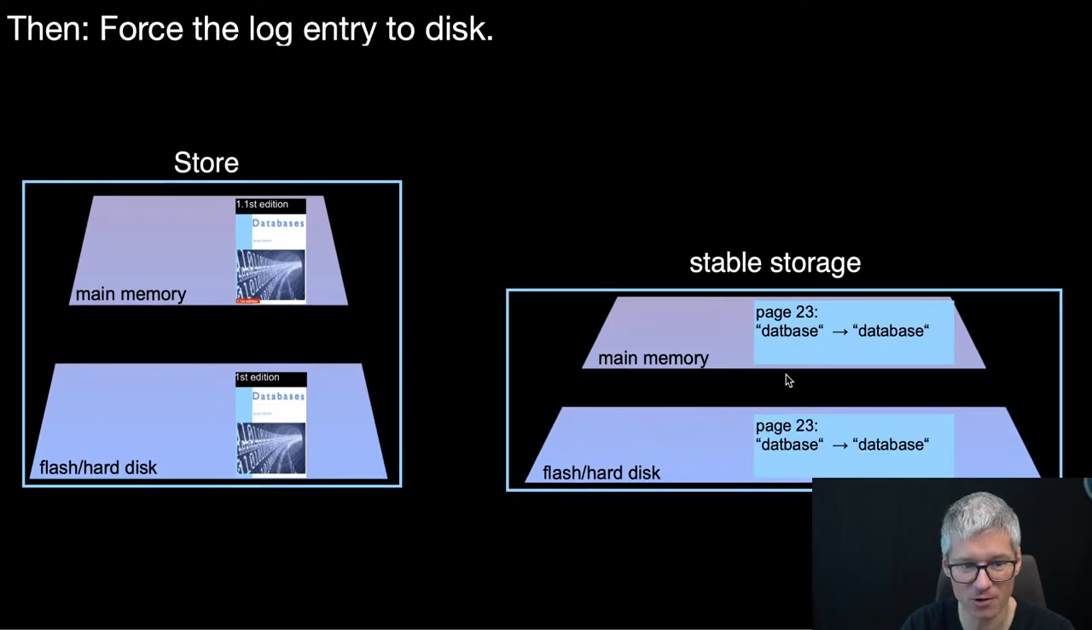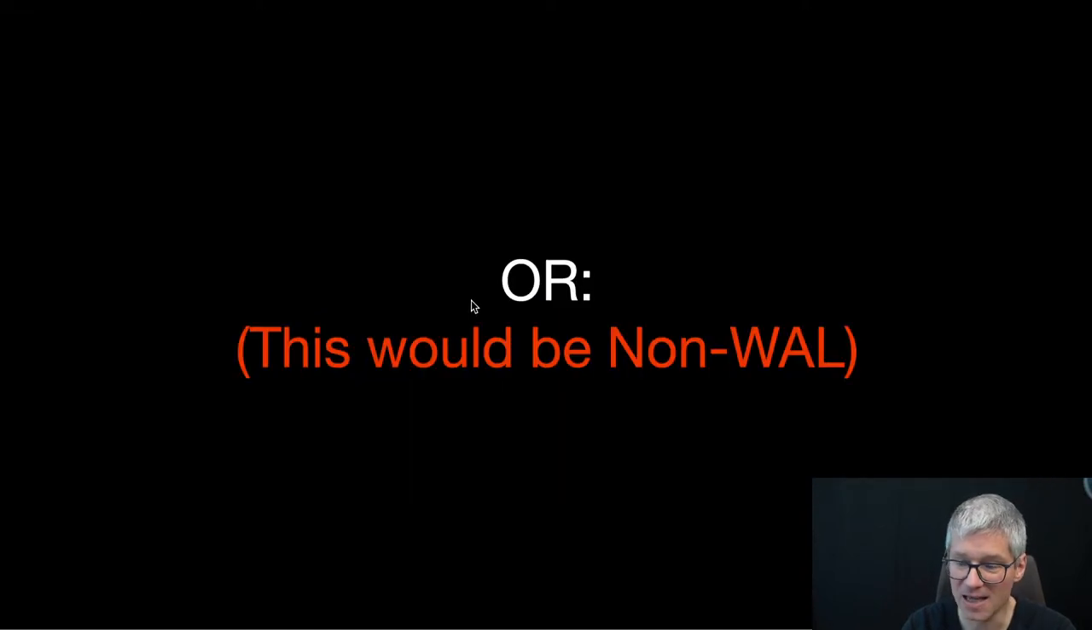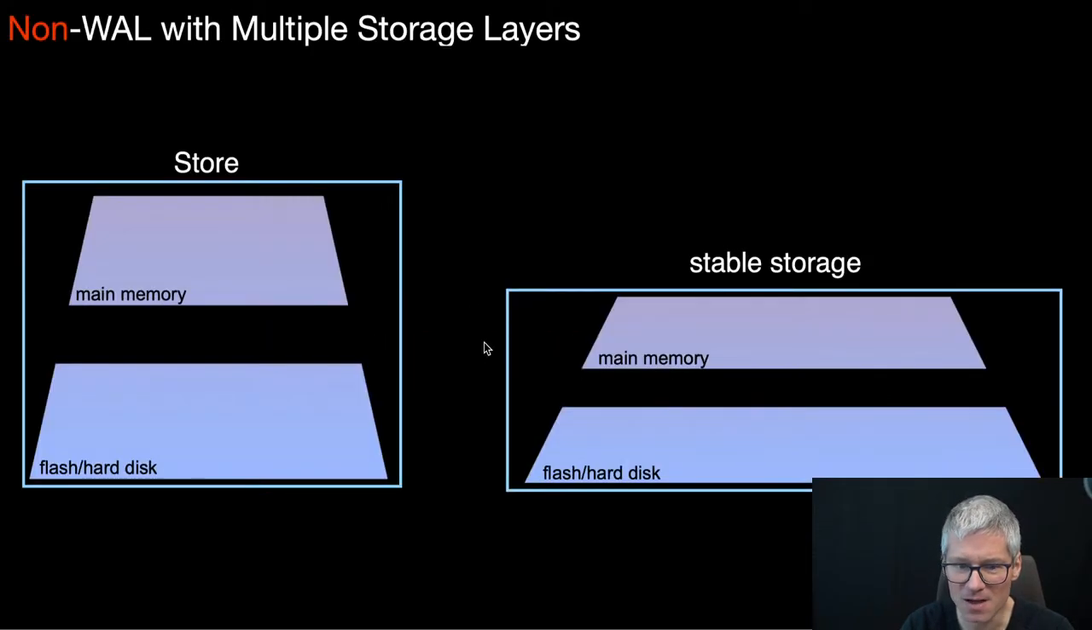So what I must do in the following is persist the log file, and then I can override the old version in the database store with the new version. Then I'm still in the write-ahead logging world. That's fine. So those are two examples of how you could use that protocol. Here's an example of how to not do it. That would be violating write-ahead logging. So how does that look?